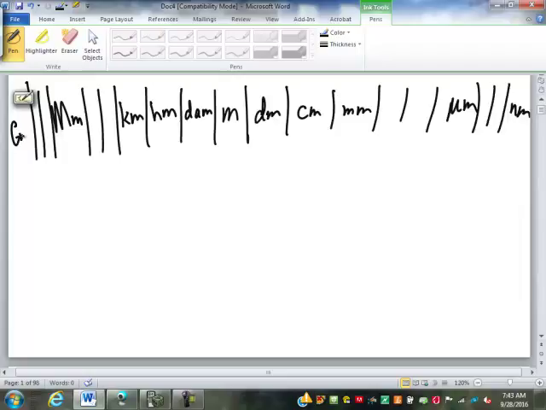Giga. If you're into computers, you got kilobytes, megabytes, gigabytes, and then it would be terabytes. Mega is a million, giga is a billion, tera is a trillion. In computers, it's very useful. In meters, it's not so much. A kilometer is 1,000 meters. A megameter is 1,000 kilometers. Well, a megameter isn't very useful because the equator of the Earth is only about 25,000 kilometers. So it's not terribly necessary.